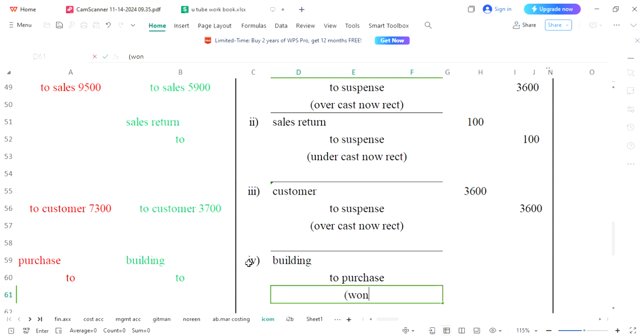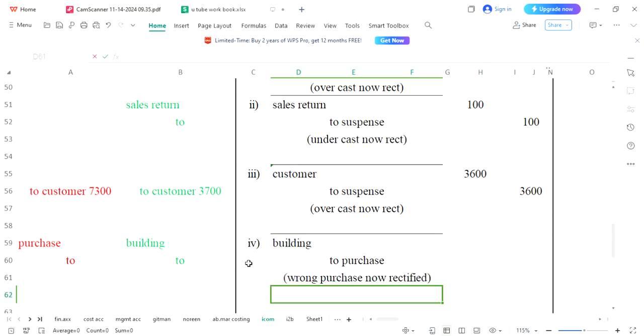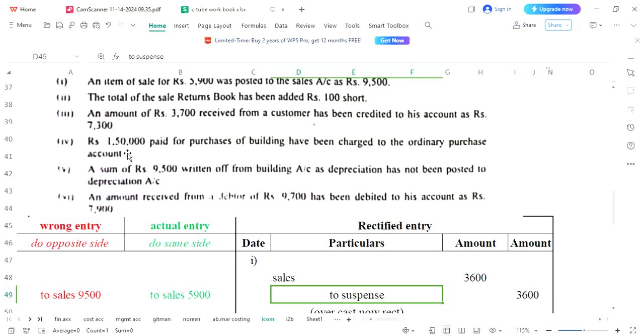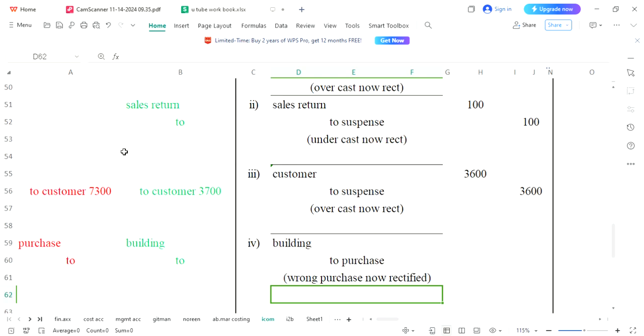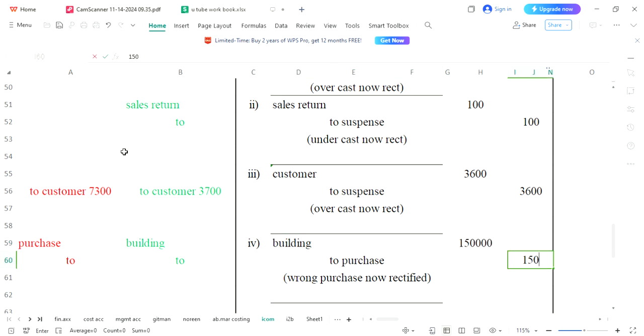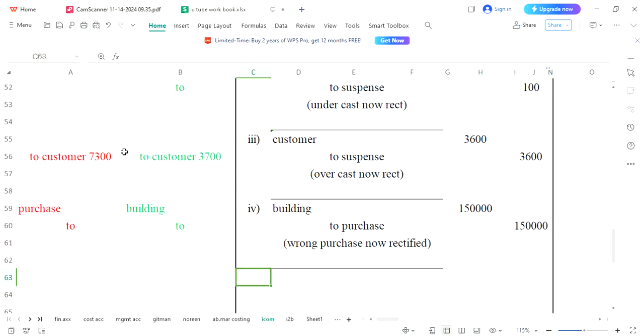So the wrong purchase is now rectified. The entry is completed. Let's see how much the amount is. This was entry number 4 and the amount is 150,000. So you will write 150,000 on the debit side and 150,000 on the credit side. In this way our fourth entry is completed.